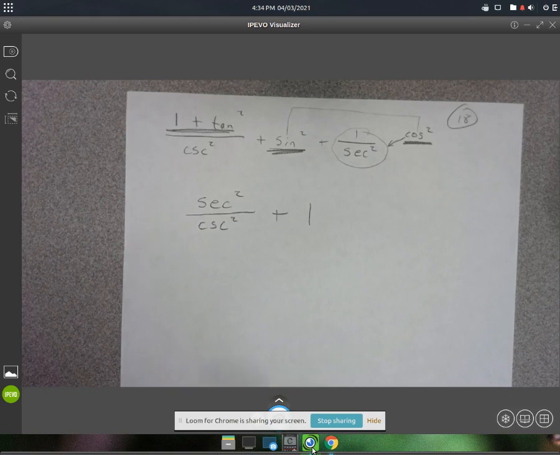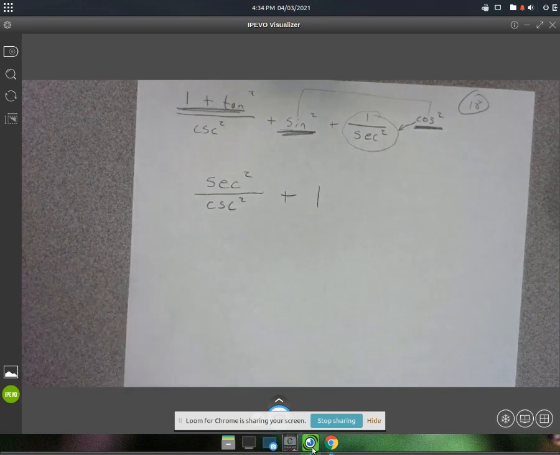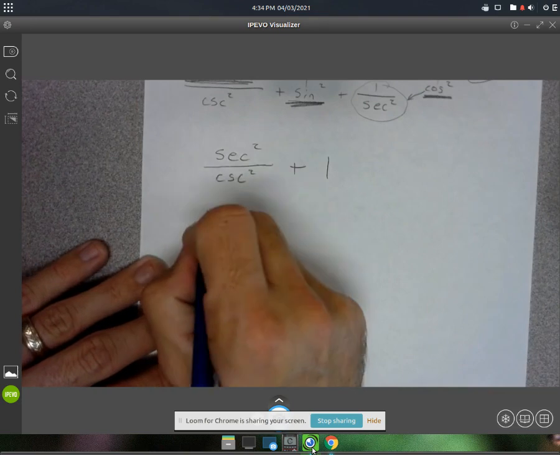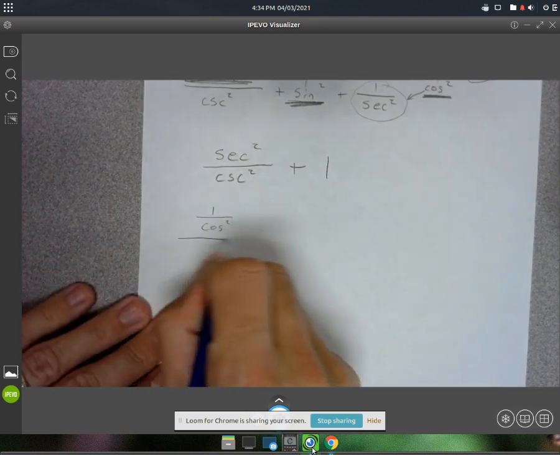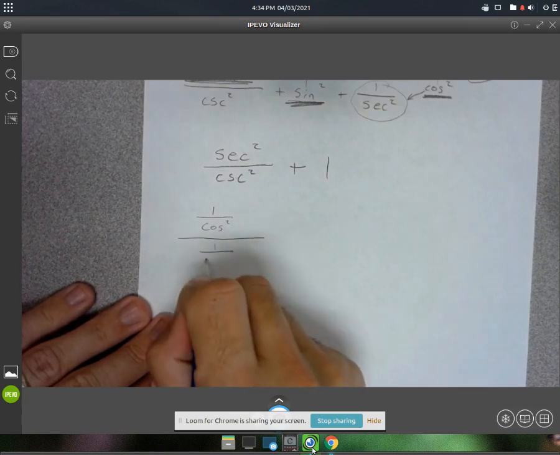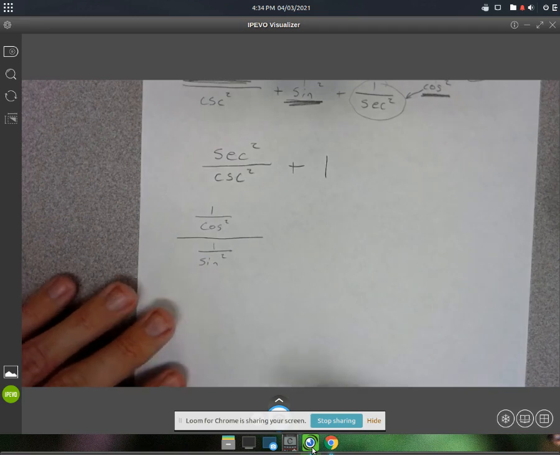What did I do? From here, I think I wrote this right here in terms of sine and cosine. I don't have to do it that way, but that's what I did. So on top, I had 1 over cosine squared. In the bottom, I had 1 over sine squared. I'll take care of that 1 here in a little bit.